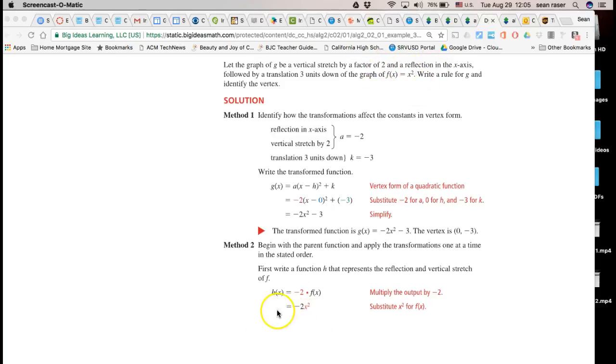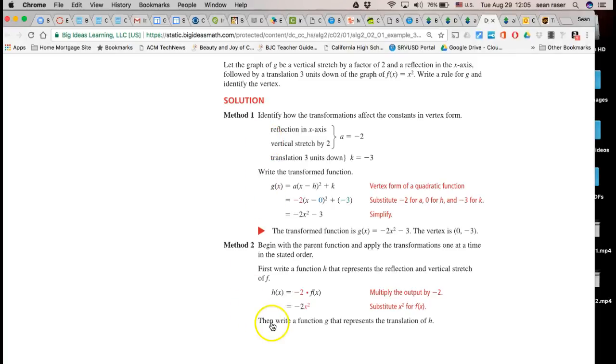Now we have to go ahead and apply our last one. We've got our new function h, which just has the first 2 transformations applied. Let's write a rule that represents the last translation. Now we're going down 3 units. So that's just going to be subtracting 3 from our function.